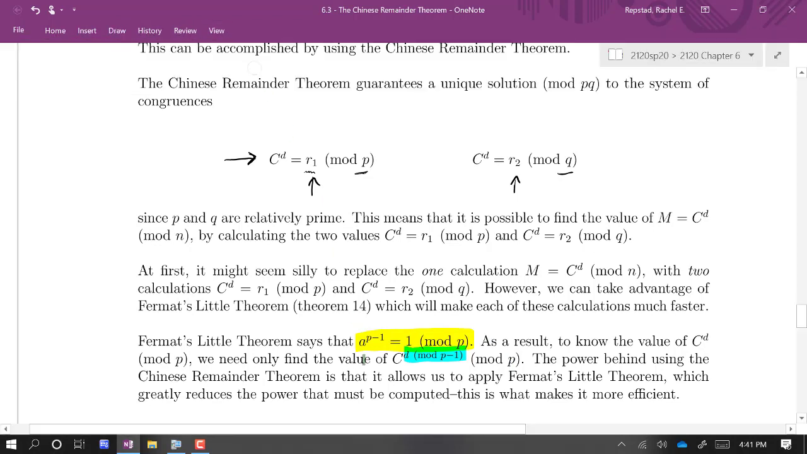So we can reduce the base mod p, and we reduce the power mod p minus 1. And this is what actually helps make it more efficient. We're going to be doing it by hand, and so you might question, is this even that much more efficient? I would say it is, even when we're doing it by hand. It is absolutely more efficient when you consider that in practice this decryption is done on computers, and computers can run both of those calculations in parallel.